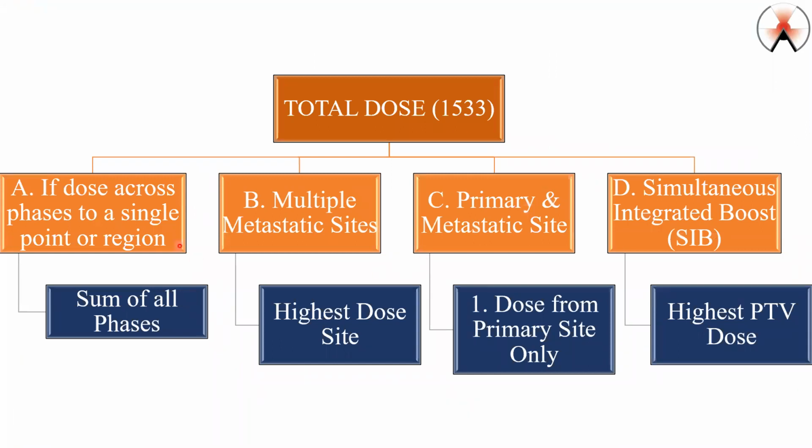Total dose. Those across phases to a single point or region, just add them up. If you have multiple metastatic sites, please do not add them because it's not going to give us any useful data. Just select the highest dose. Whichever site received the highest dose, that's the only thing you code. When you have the primary and metastatic site, the emphasis is going to be on the primary site, and that's the only one that we're going to code the total dose on. Simultaneous, just go with the highest PTV.